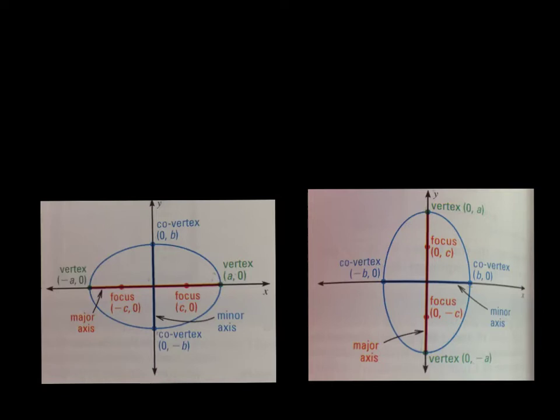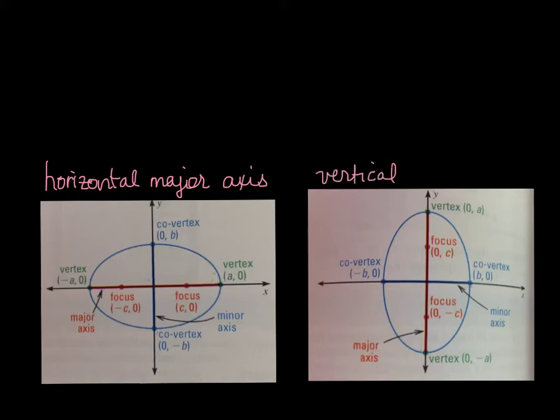So basically, there are two shapes to an ellipse. One would be this one on the left, which has a horizontal major axis. And this one has a vertical major axis.